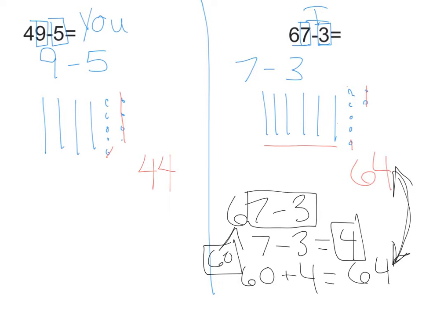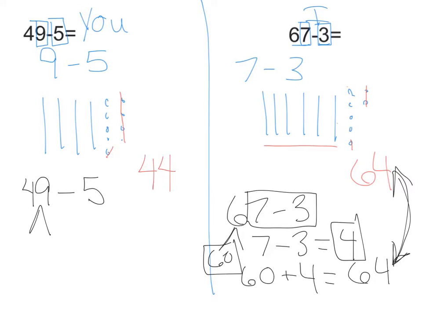So what I would like you to do on your paper is write out 49 minus 5. Go ahead and break this into your tens and ones and see if you can't just subtract 5 from your ones. This is the numerical algorithm for solving subtraction problems. Start the video again when you have your answer.